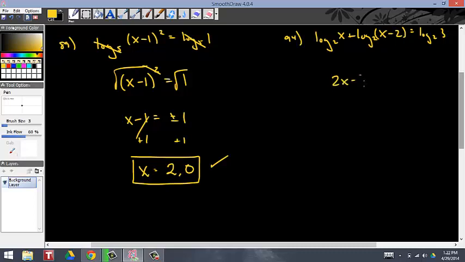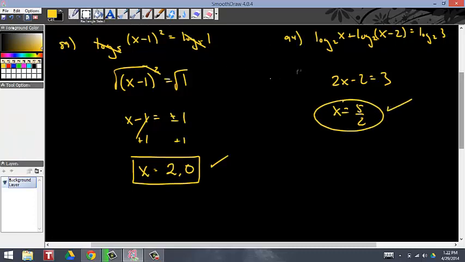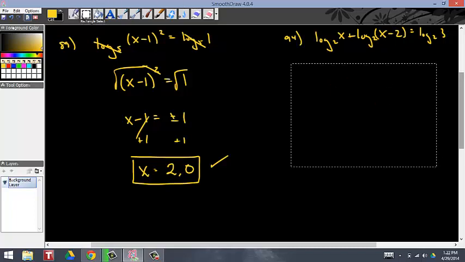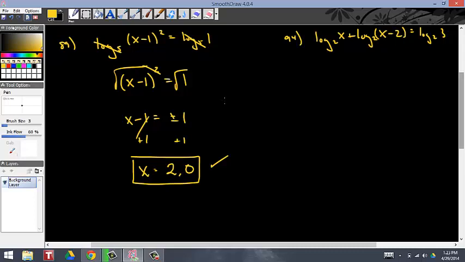People are going to say, oh yeah, 2x minus 2 equals 3. X equals 5 halves. Woohoo, done. Checked it, it's all good. That is wrong. What do you need to do first with this problem? What is the correct first maneuver in this problem?